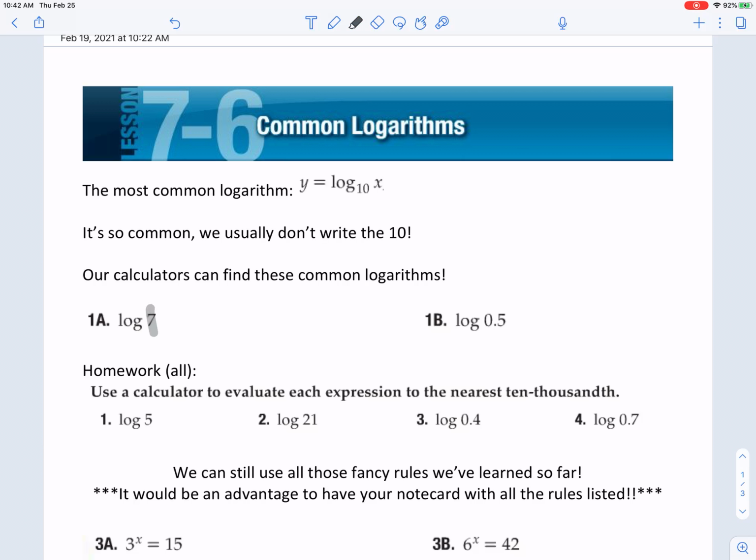If I'm doing 1A, I'm looking for log 7. The answer, if I want 2 decimal points, maybe it's 0.8451. You literally just plug it in. Easy as that.